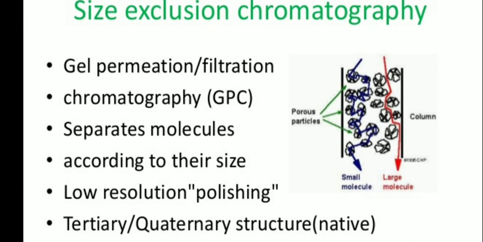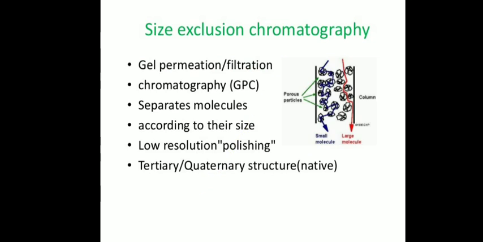Now here you can see in the diagram, different types of beads are set in the column through which the particles pass. The porous beads let the small particles move faster and be easily separated, and the larger particles remain on the beads or are separated later on. So depending on the size of the particle, the product can be separated.